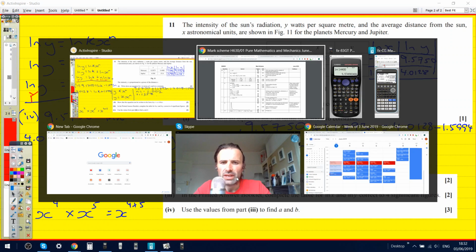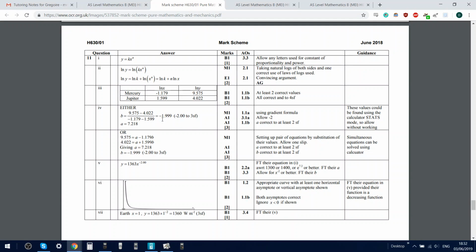And the reason why our answer was slightly off, like minus 2.00 to 3 sig fig, is that they would have allowed for it if you put down minus 2.00, because ours rounds to minus 2.00 to 3 sig fig. So if I put minus 2.002, that would be correct. It gets the mark because it's accurate enough, because that rounds to minus 2.00 to 3 sig fig.